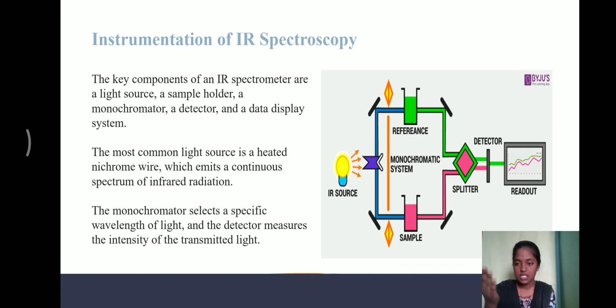And we can also see the diagram here. It contains a reference, monochromatic system, sample, splitter, detector, readout.